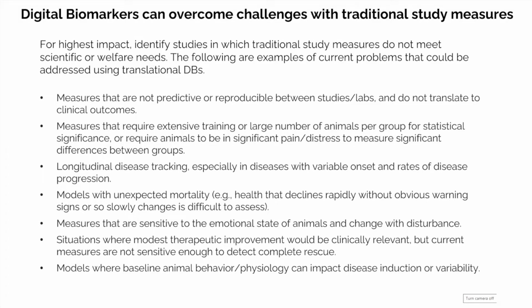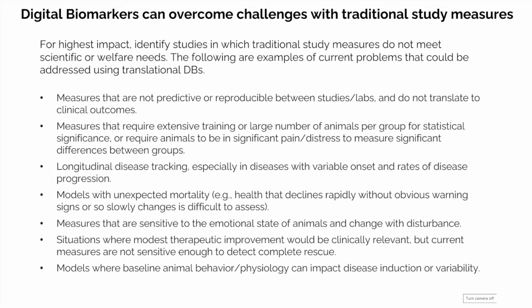Longitudinal disease tracking. This is another great example where there are some diseases where there's no outward sign. So we've used some of these digital biomarkers to look at lung metastases, for example. What we'll see is increased breathing rates as animals' lungs fill up with lung mets or tumors. And that's a great example where it's very hard to actually measure that over time unless you have some sort of physiological output.